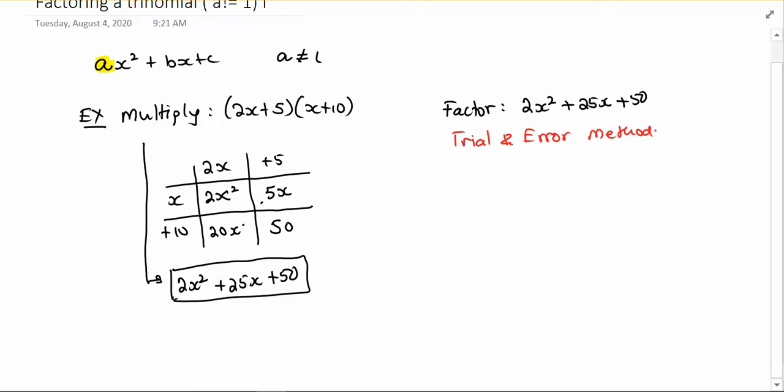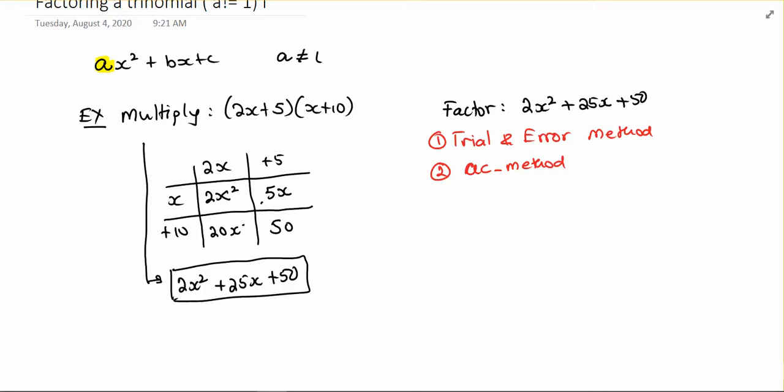There are two techniques. One is the trial and error method, and the second one is the AC method. We will talk about both of these, and you're free to use either of them. There are times when the AC method is easy, and there are times the trial and error method is easy. It doesn't matter which you use. So let's talk about the trial and error method.